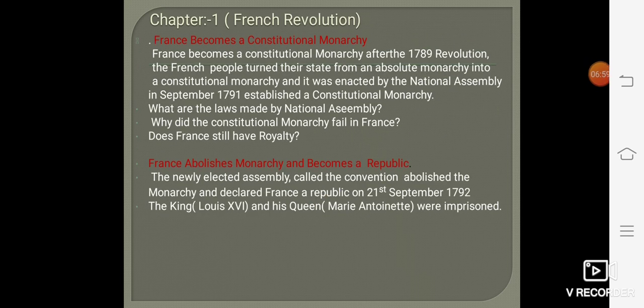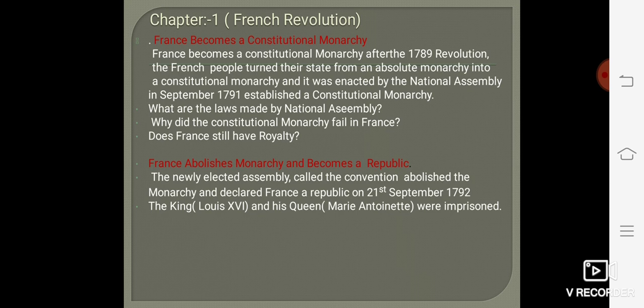My next topic is France becoming a constitutional monarchy. France became a constitutional monarchy after the National Assembly completed the draft of the Constitution in 1791. With an objective of reducing the powers of the monarch, they were separated and assigned to different institutions like the legislature, executive, and judiciary. So my first question is, why did the constitutional monarchy fail in France?